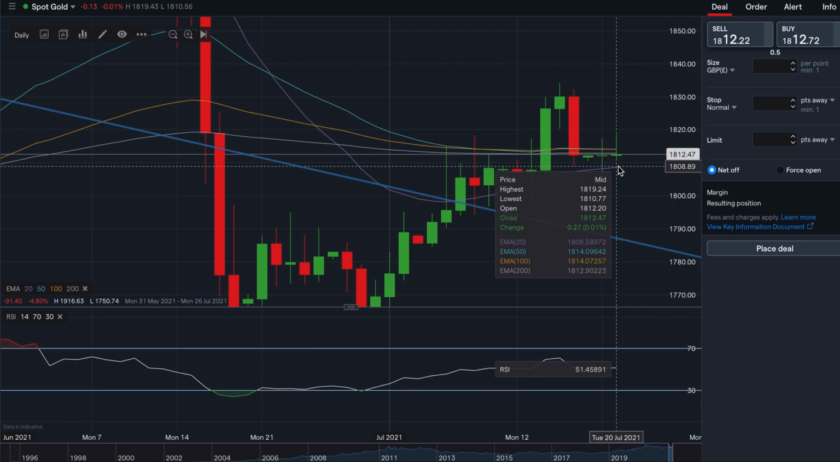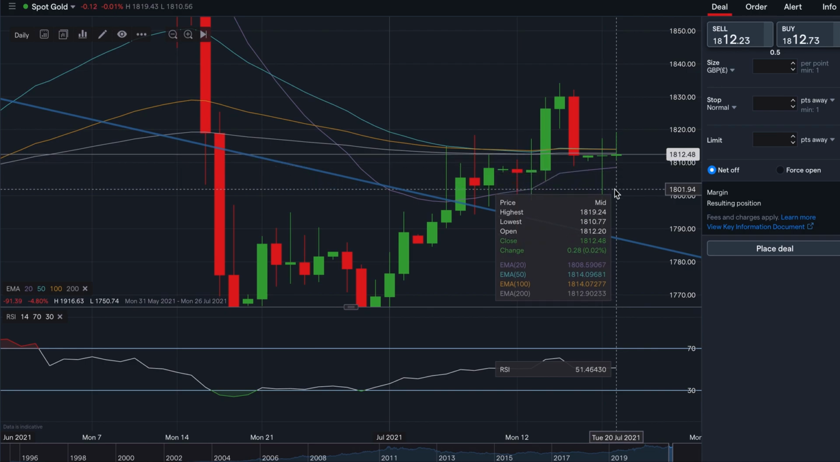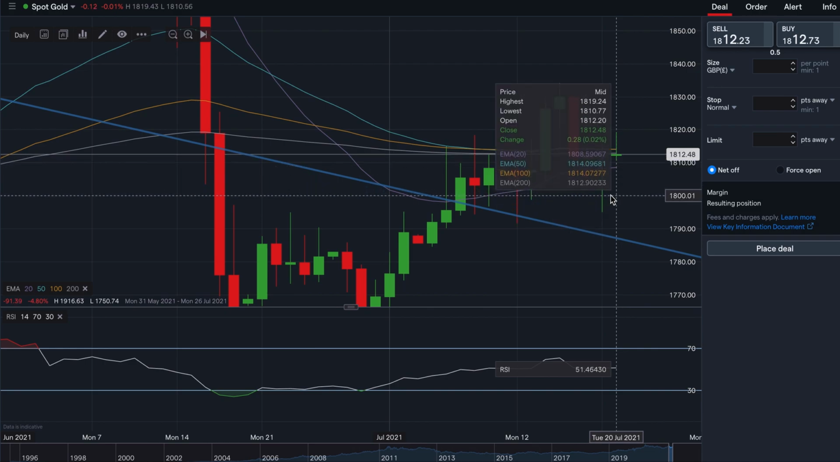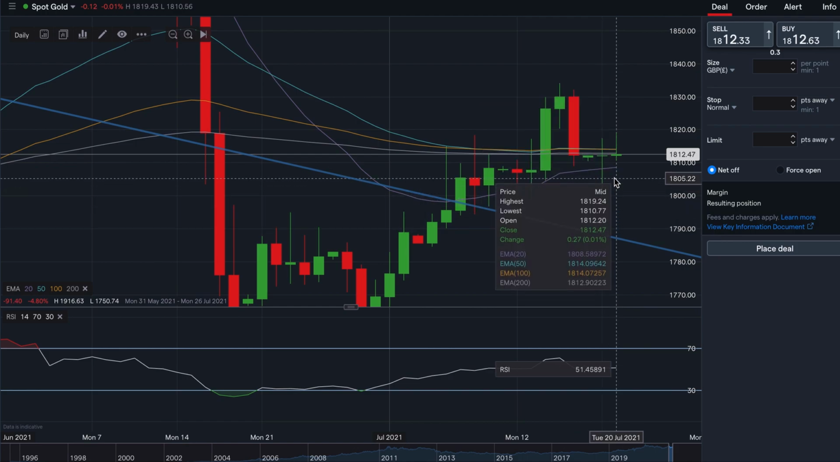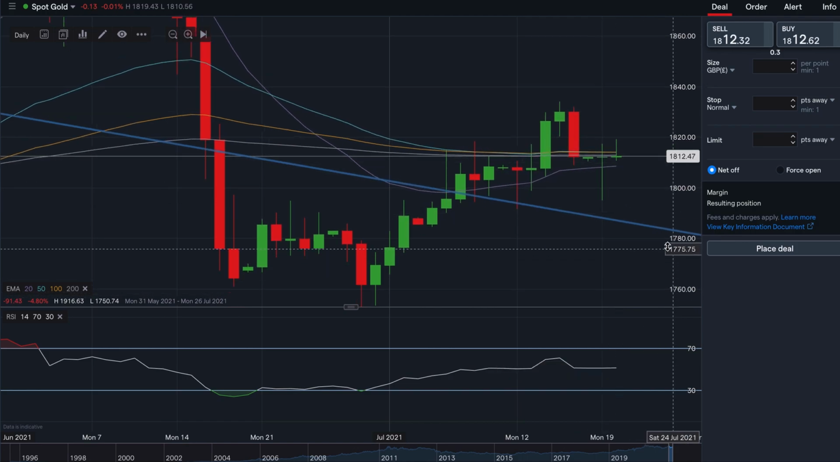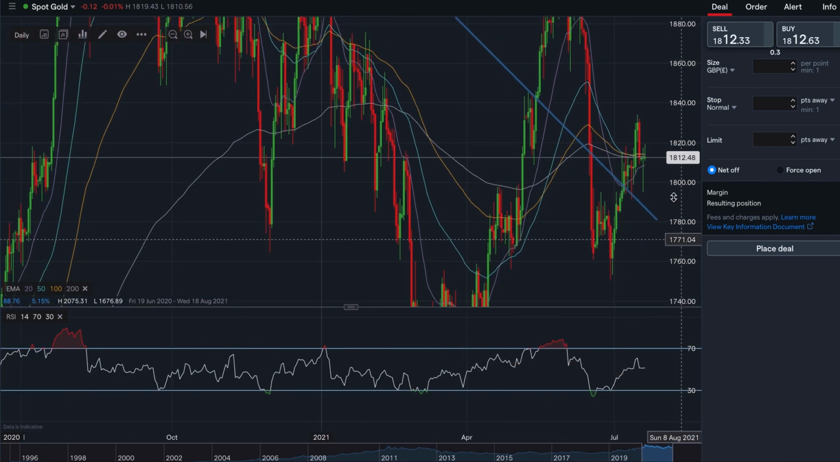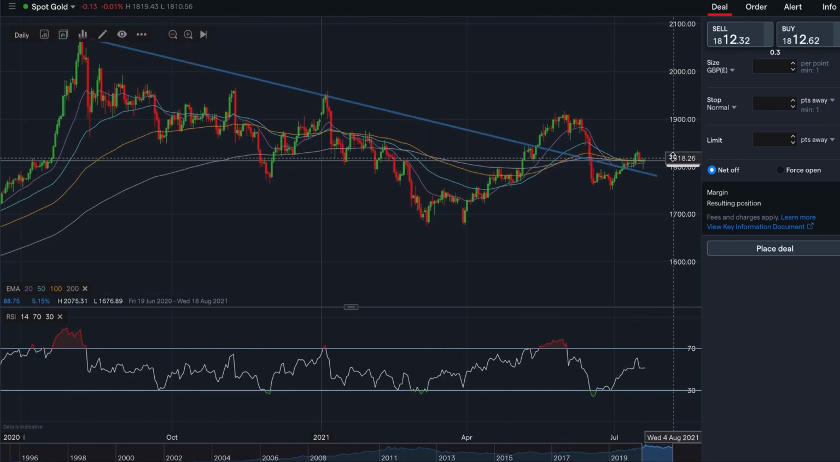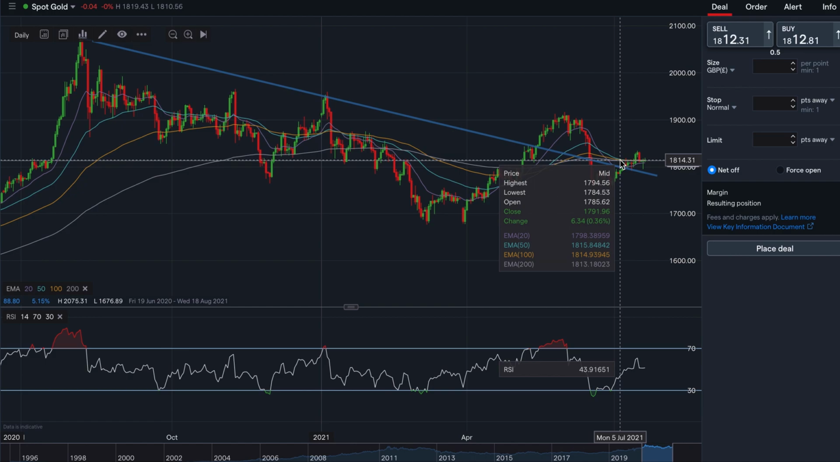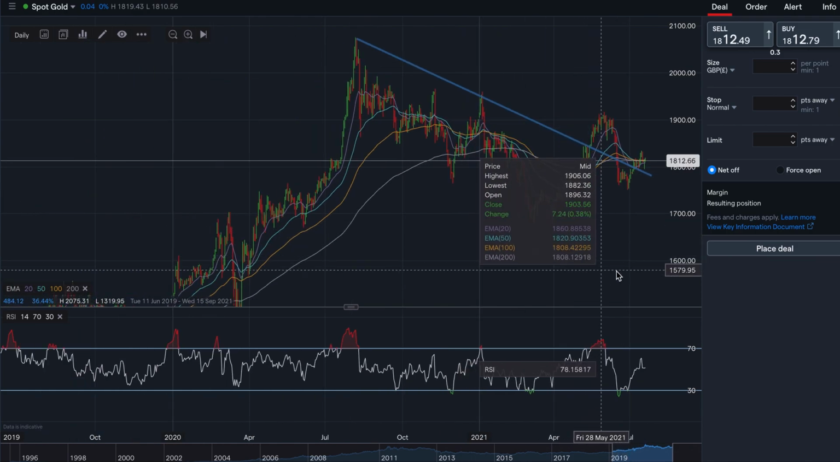If we get a close below 1,808, it could definitely open the door towards 1,800. And then if we break from 1,800, we could be going to 1,790. Now, there is actually a trend line. I have seen a lot of negativity on gold recently. Everybody was bullish Tuesday, Wednesday, and then all of a sudden everybody's turned bearish on gold and they think that it's going to go down.